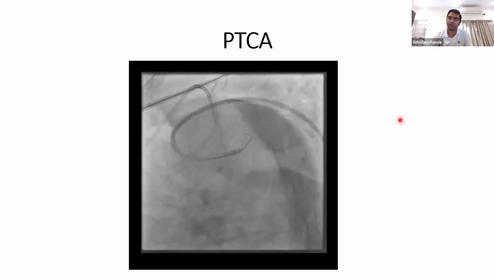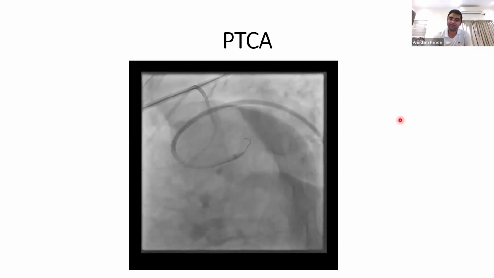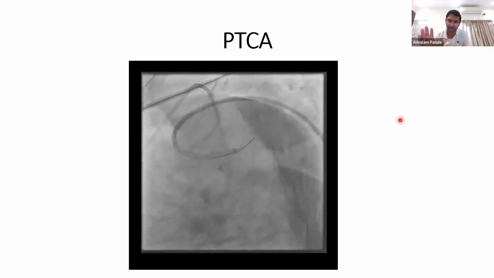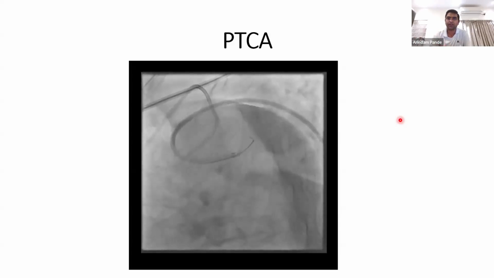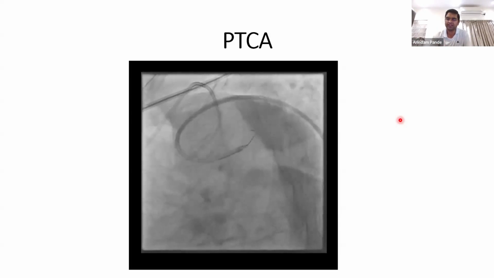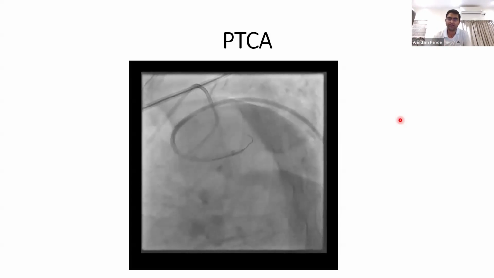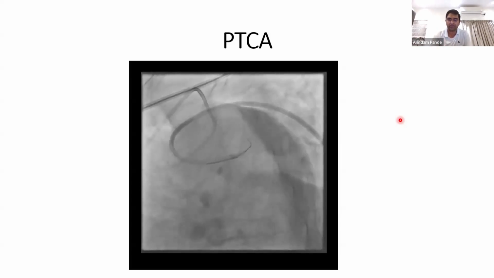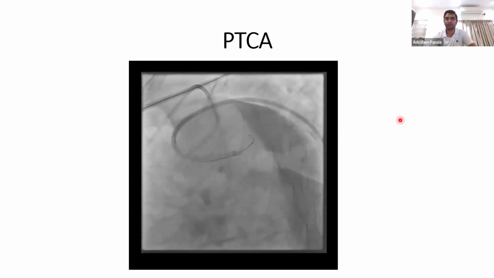We tried to use IVUS to find exactly which is the origin, and we actually got the origin. It is very close to the ramus. But the problem here was not to go to the origin of the CTO segment, but to have proper pressure and delivery of the torque. That was a big problem. So we thought this is going to be difficult. Let us change our strategy.